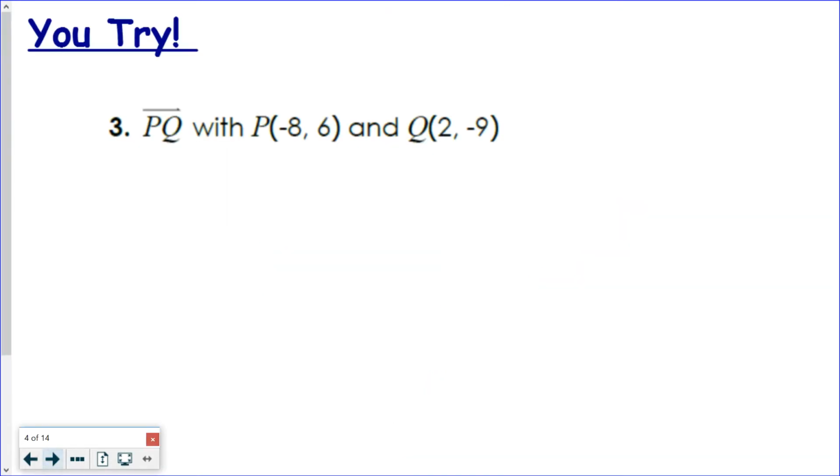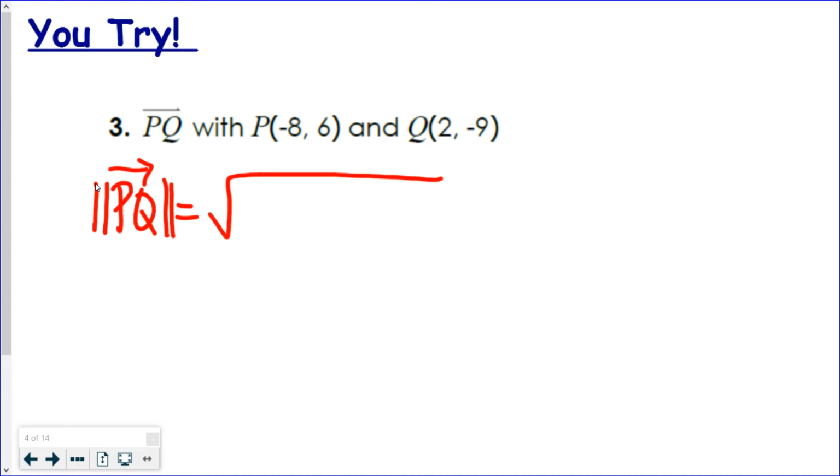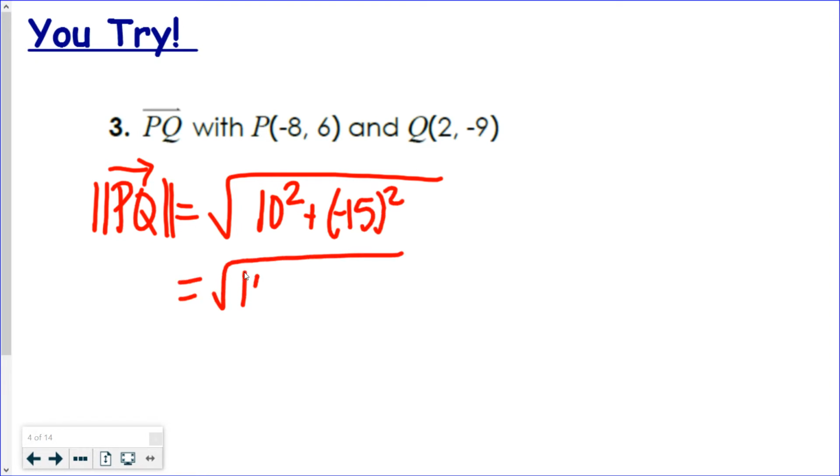All right, looking at number 3, the magnitude for PQ would be the square root of 2 minus a minus 8, which would be 10 squared, plus -9 minus 6, which would be -15 squared. This is the square root of 100 plus 225, which is the square root of 325.